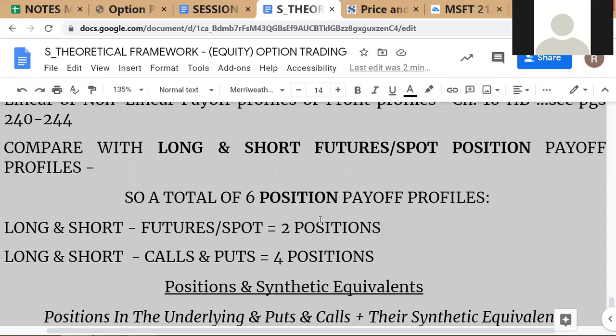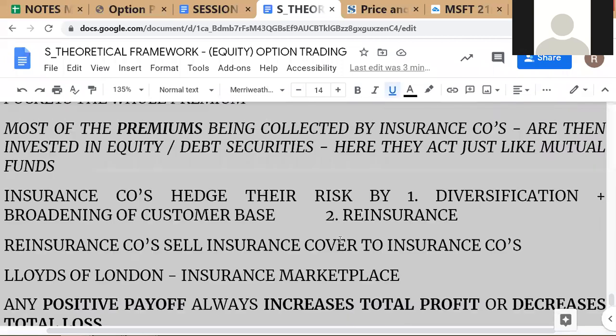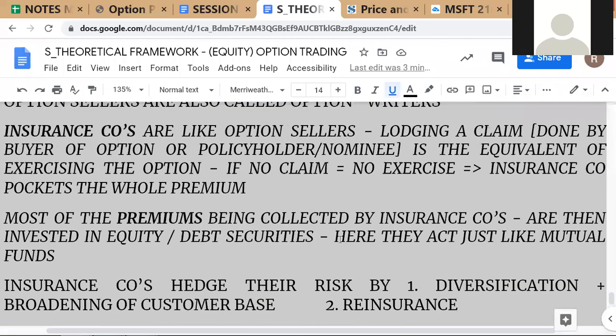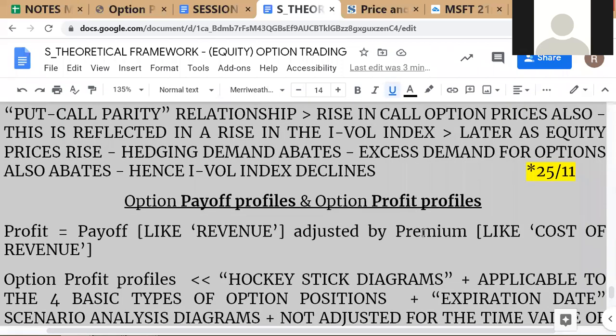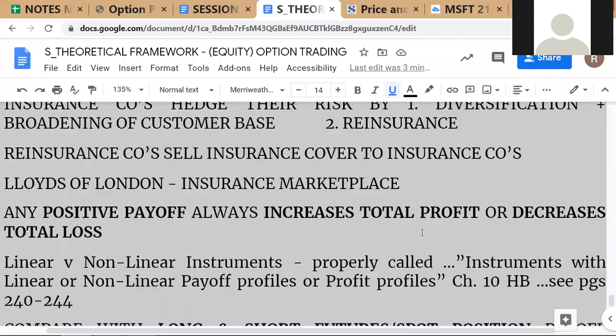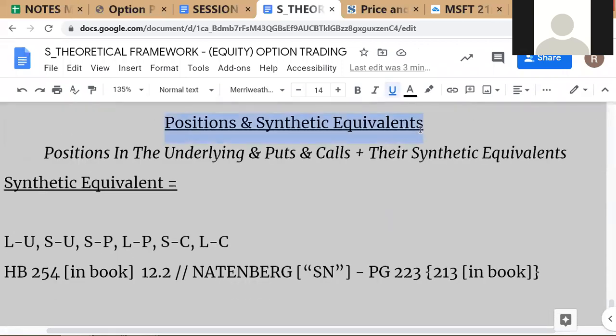So we'll start today. In the previous occasion we did payoff profiles and profit profiles. Today's topic is a very important topic, which is positions and synthetic equivalents. We can put this in bold. All right, so this is the topic: positions and their synthetic equivalents.